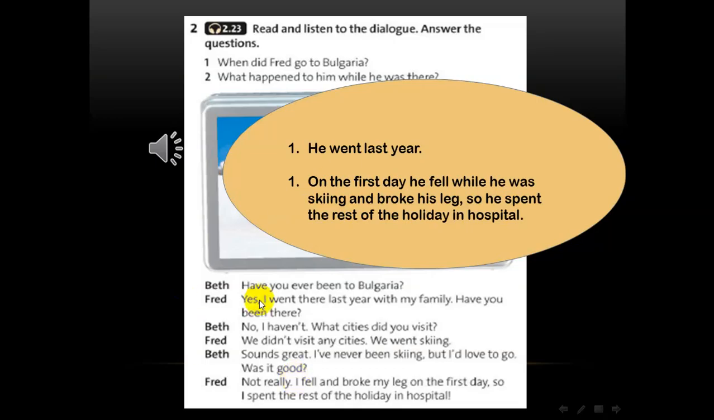When I ask someone about an experience, I use the present perfect at the beginning of the conversation. Like, have you ever been to Aleppo Castle? Have you ever been to Paris?